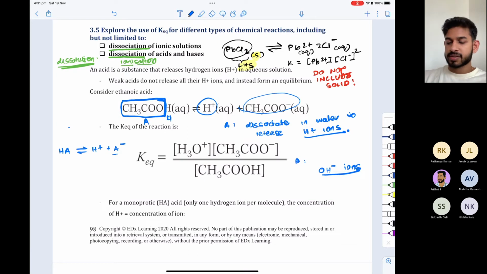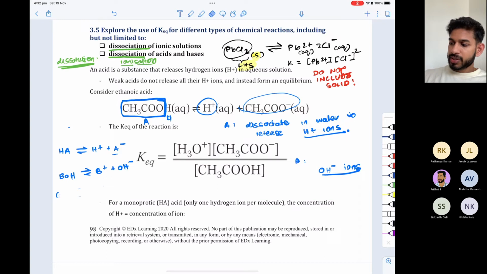What about a base? A base can be written as BOH. I like to write B because B for base, right? BOH, an example would be NaOH. When it dissociates in water, you get B plus and OH minus. So in the case of NaOH, you will get Na plus and OH minus.